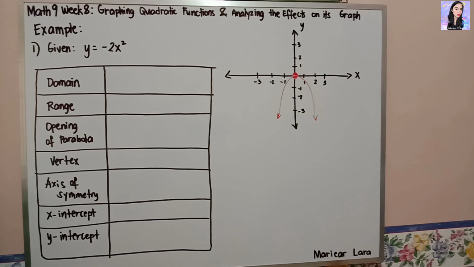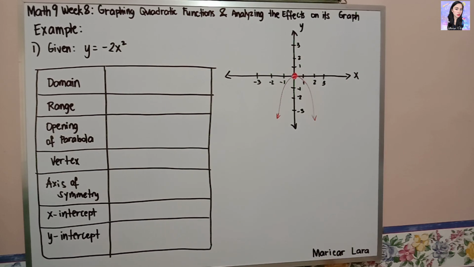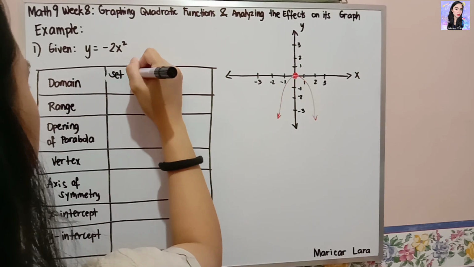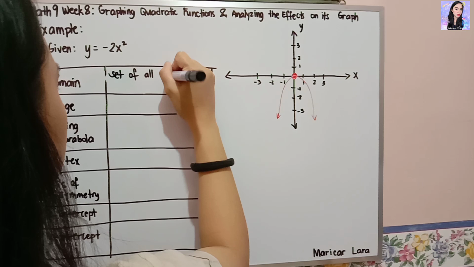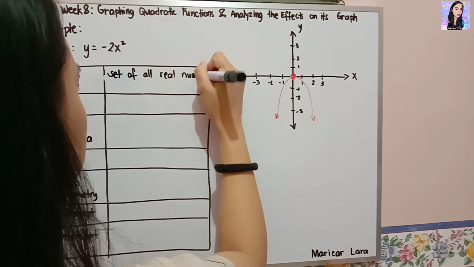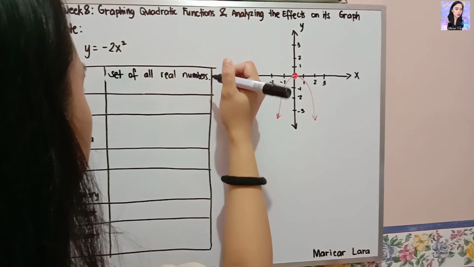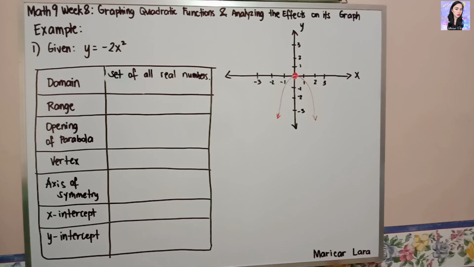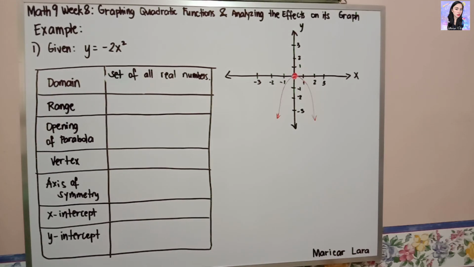So, meron tayo ditong table, may domain, range, opening of the parabola, vertex, axis of symmetry, x-intercept, and y-intercept. Isa-isahin natin kung paano natin sasagutan yan. So, ang domain natin palagi ay set of all real numbers. Okay, since we are dealing with quadratic function, palagi ang domain ay set of all real numbers. Okay po? Hindi yan mapapalitan. Yan ang lagi nating ilalagay sa domain, set of all real numbers lang.